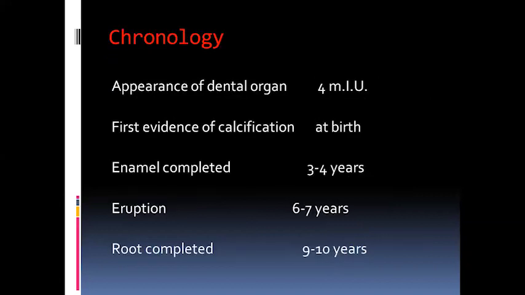Chronology: appearance of dental organ, 4 months intrauterine; first evidence of calcification, at birth; enamel completed, 3 to 4 years; eruption, 6 to 7 years; root completed, 9 to 10 years.